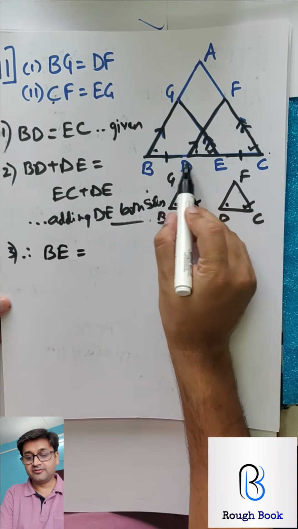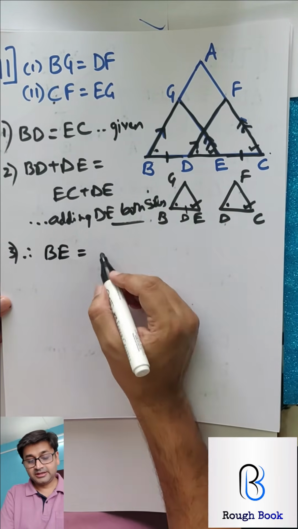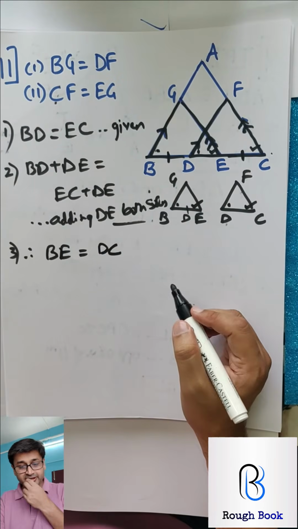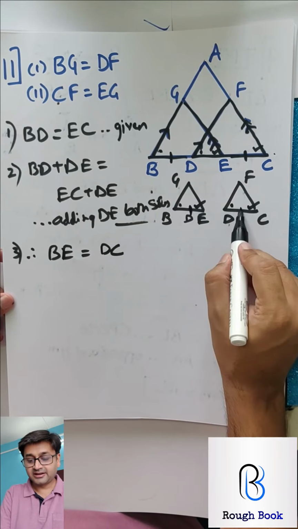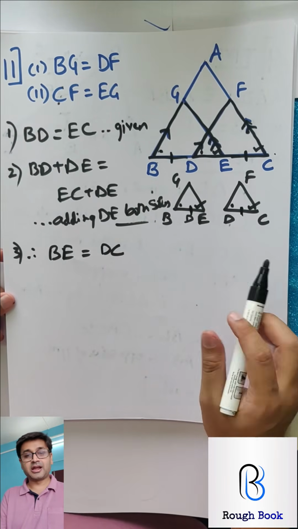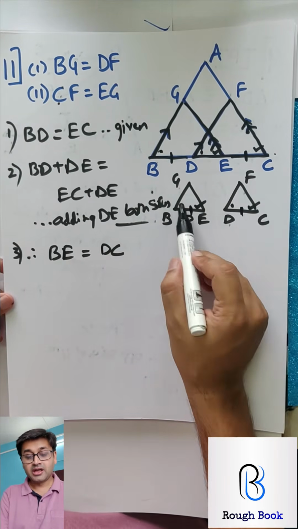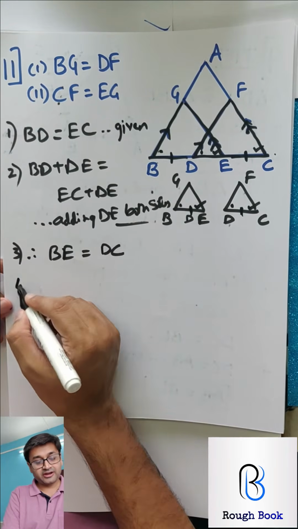EC plus DE will be what? DC. Does that suffice your purpose? BE right over here and DC right over here. Now can we prove the triangles congruent? Yes. How? ASA test. So write your 5 golden steps.